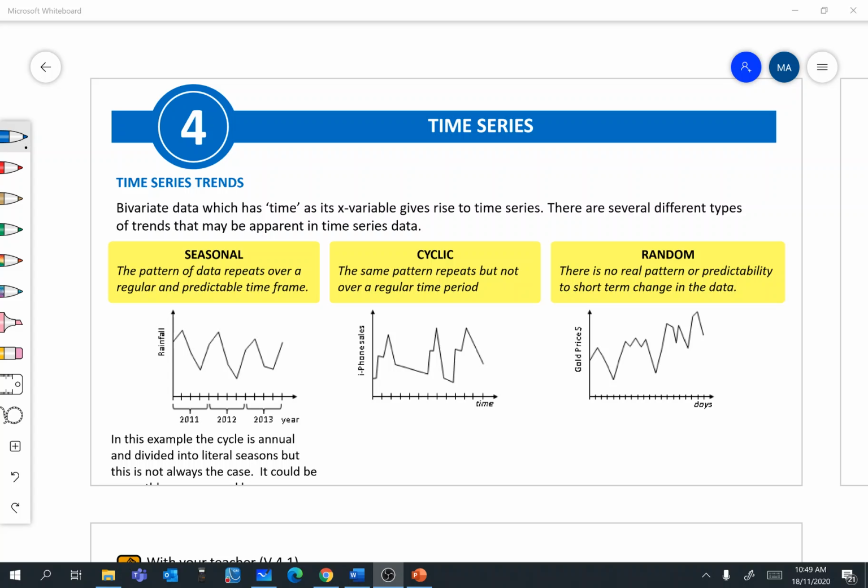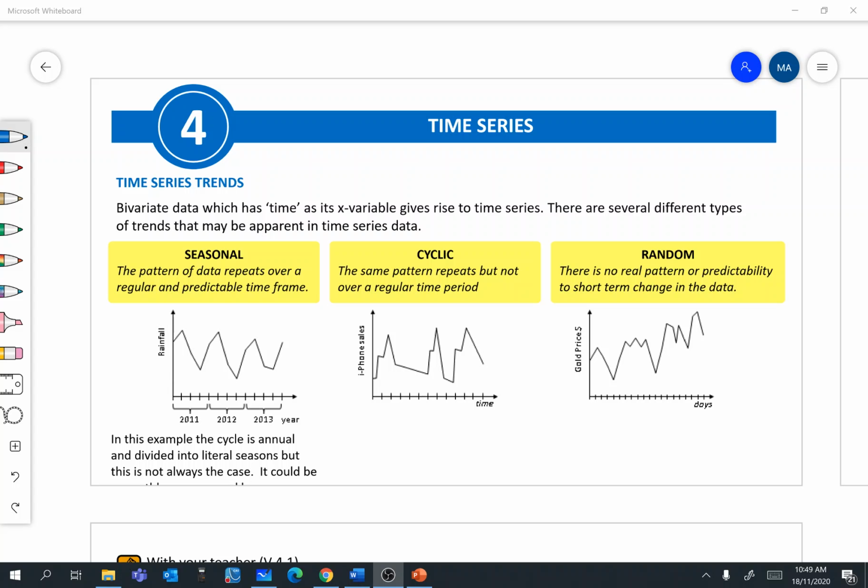Hi General Maths students. In this video we're going to examine time series. We're going to look at time series trends by examining graphs of time series. We need to decide what sort of pattern is involved. The three patterns that we study and that we need to be able to recognize and understand are listed here: seasonal, cyclic and random.